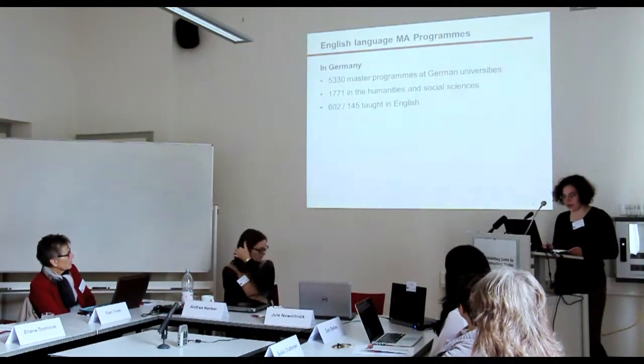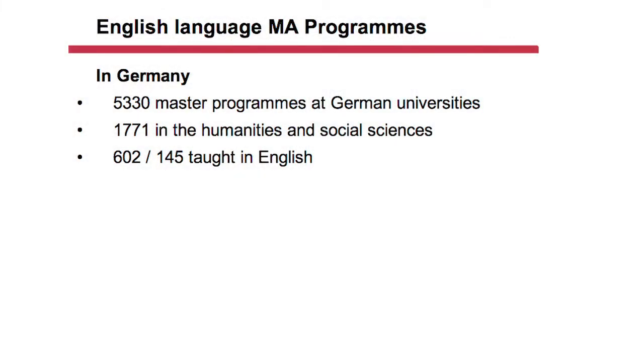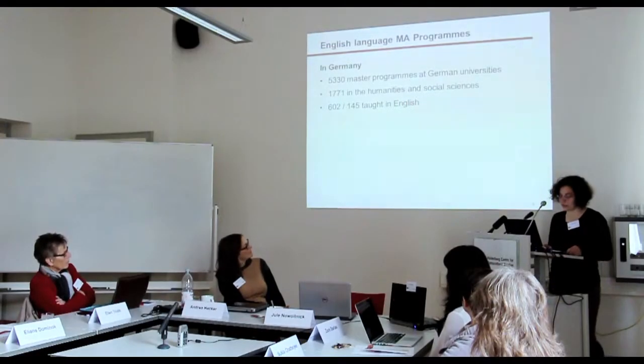Of the 5,330 master programs that are currently offered at German universities, 602 are listed as English language programs. In the humanities and social sciences, it's 145 of 1,771, so roughly 1 in 12.